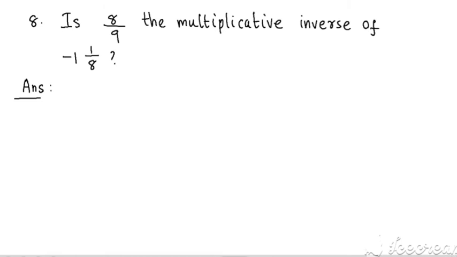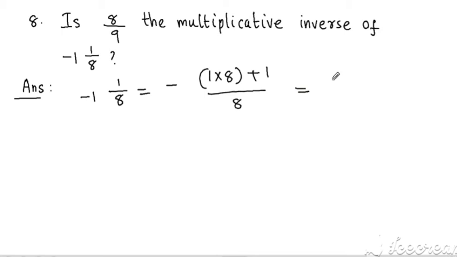Then the next problem is, is 8 by 9 the multiplicative inverse of negative 1 and 1/8? In order to verify this, we have to show their product is 1. If the product is 1, we can say they are multiplicative inverses. So first you have to rewrite negative 1 and 1 by 8 as negative 1 times 8 plus 1 by 8. Write that as an improper fraction. So that is equal to negative 9 by 8. Then you have to multiply 8 by 9 by this number, negative 9 by 8.